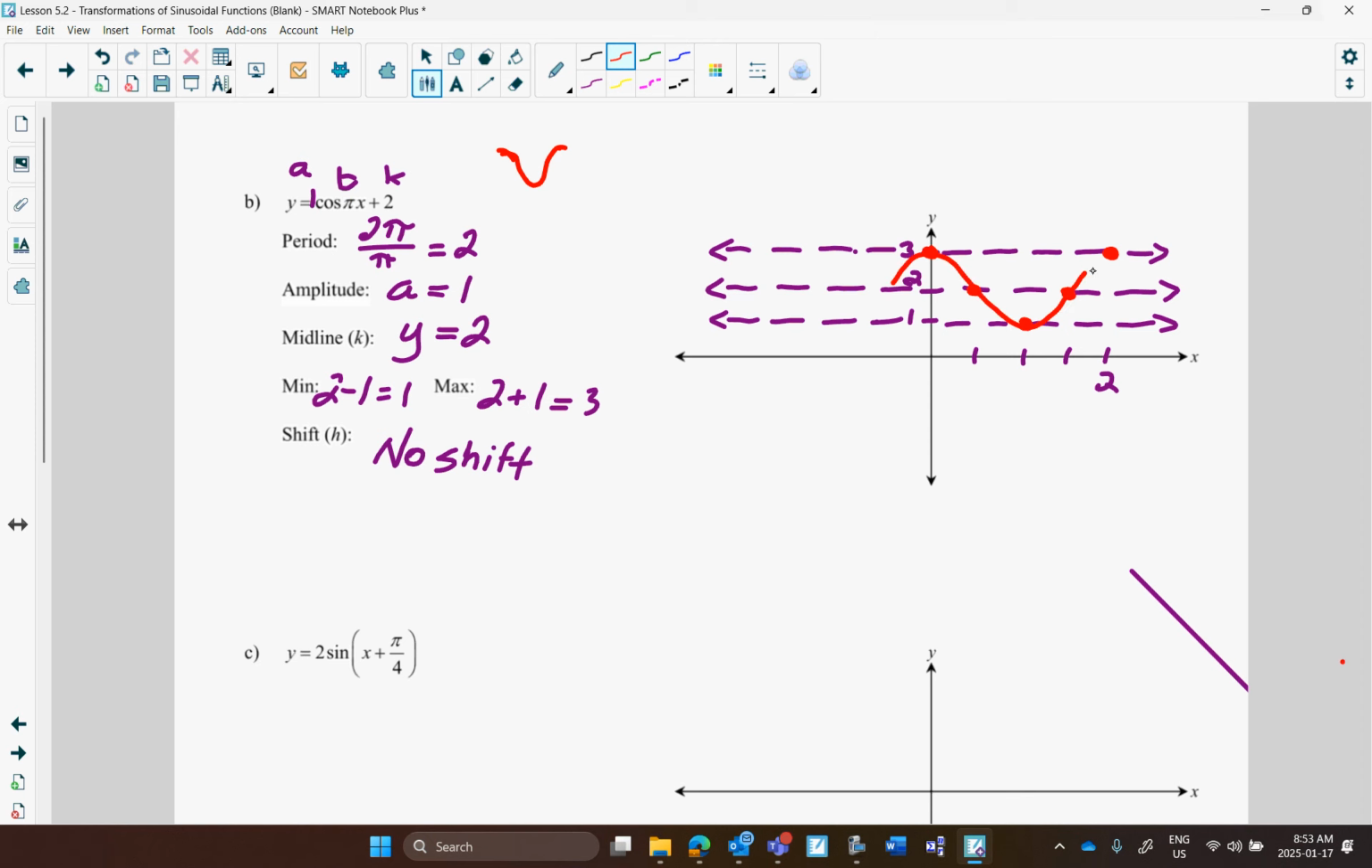And then draw your curve. Remember, don't do this. That's going to be a communication error because it doesn't go past. Okay? Make sure you draw your curve back in.